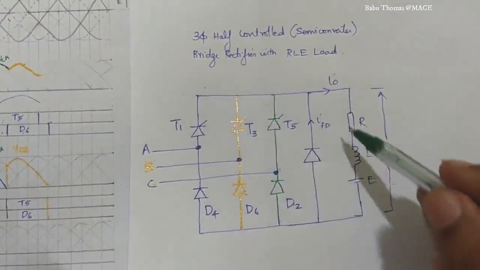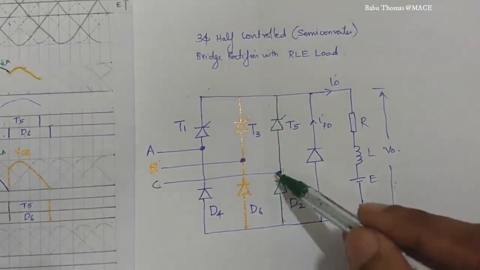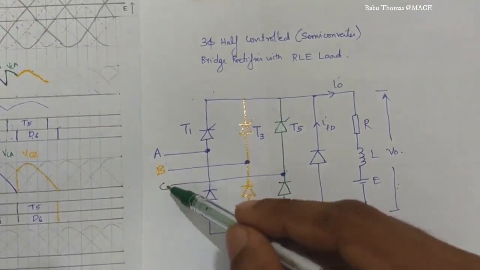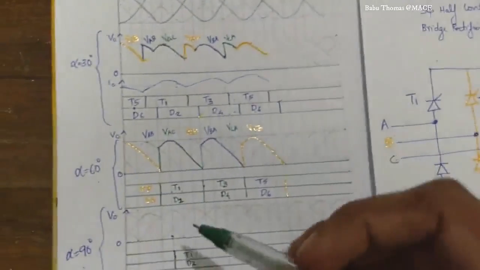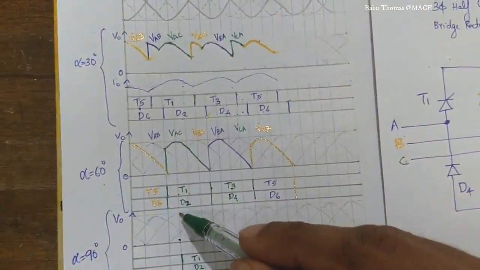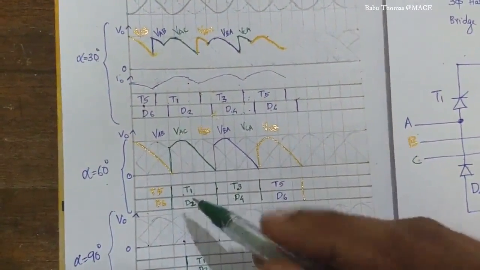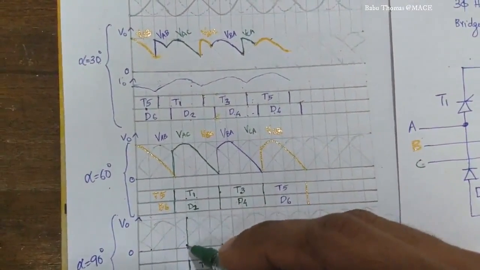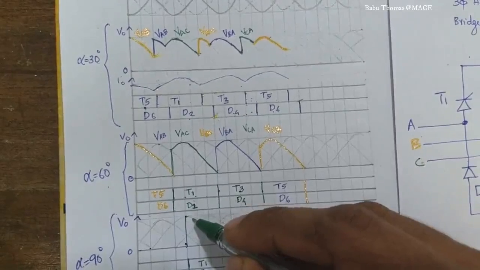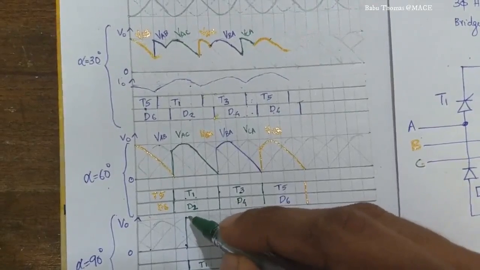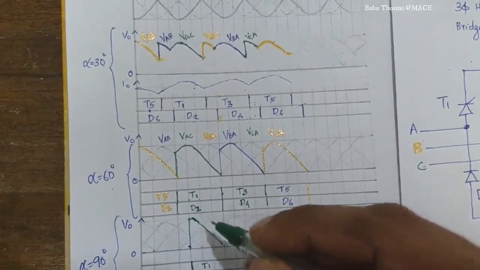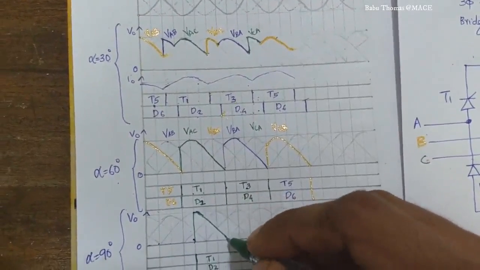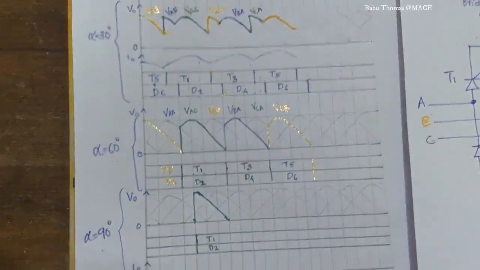T1, load, D2 to the point C. So VAC is going to come into the picture. Therefore the corresponding waveform is nothing but this one. So I will plot it from here. VAC. So this is about the VAC.